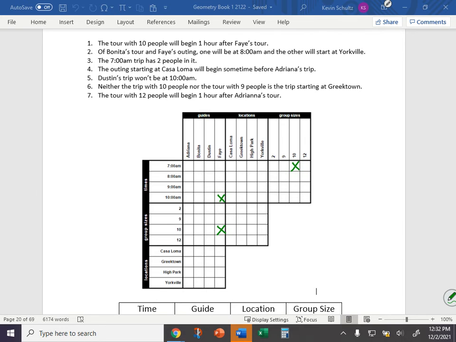Of Bonita's tour and Faye's outing, one will be at 8 a.m. and the other will start at Yorkville. Anything we can get from that?